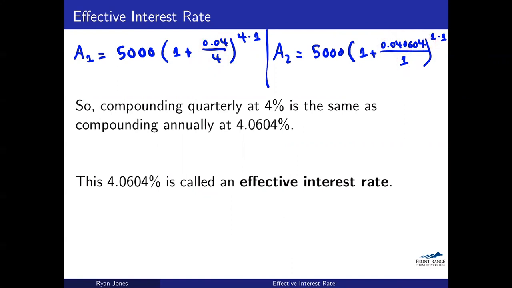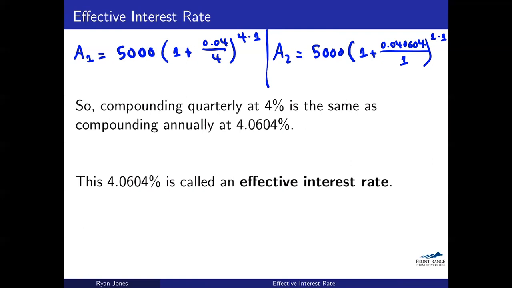So what we say is that this 4.0604%, that is an effective interest rate relative to this compounding quarterly at 4%. So if someone says, hey, you want to compound quarterly at 4%, hey, by the way, that's an effective interest rate of 4.0604. They're just telling you what the interest rate is if it were to be compounded annually. And it's a little bit easier to do your math on. And so it's basically just a different way of describing your interest rate.